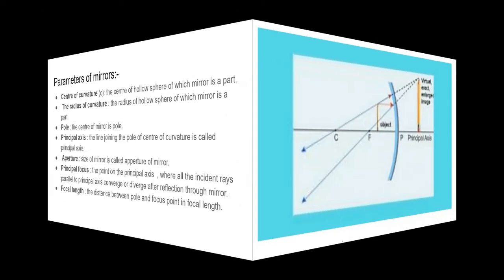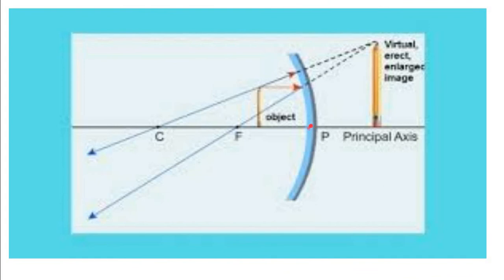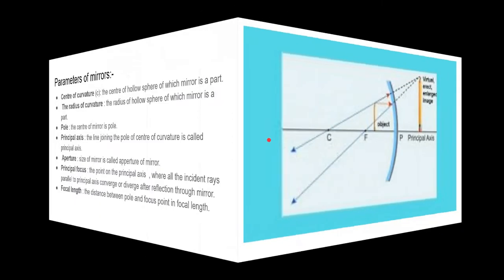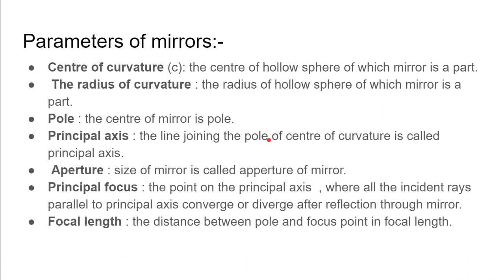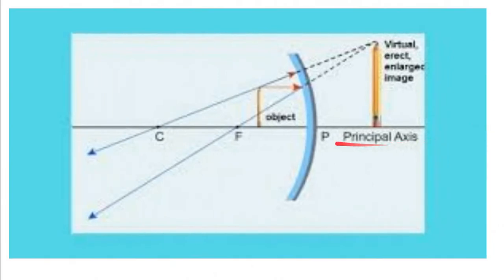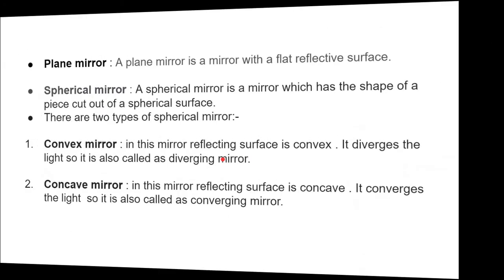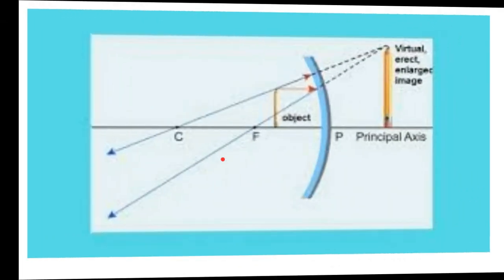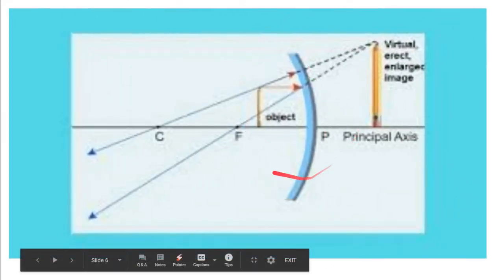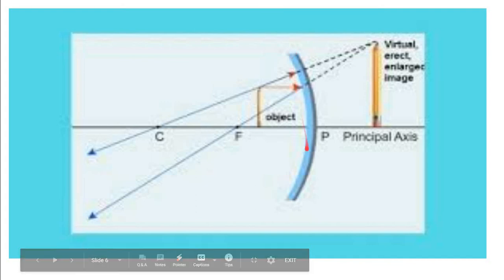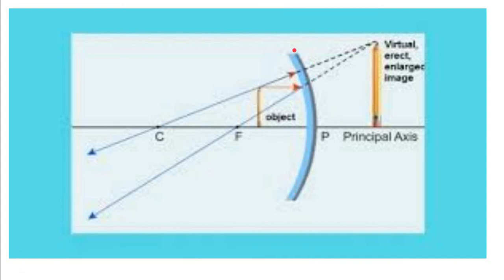Pole. The center of the mirror is called the pole, which is P. Here you can see. And principal axis. The line joining the pole and the center of curvature is called the principal axis. So the principal axis is this line which is joining the other side of the mirror. And aperture. The size of the mirror is called the aperture of the mirror.